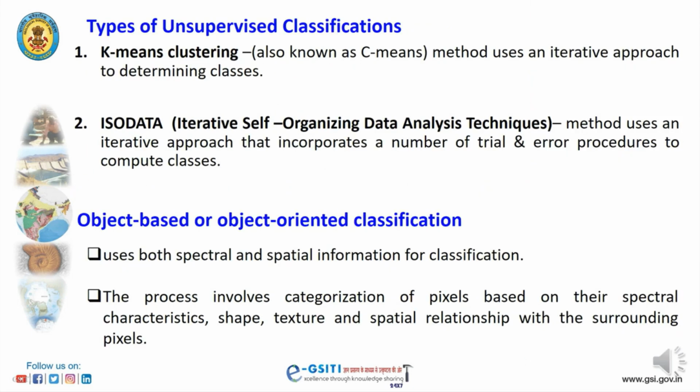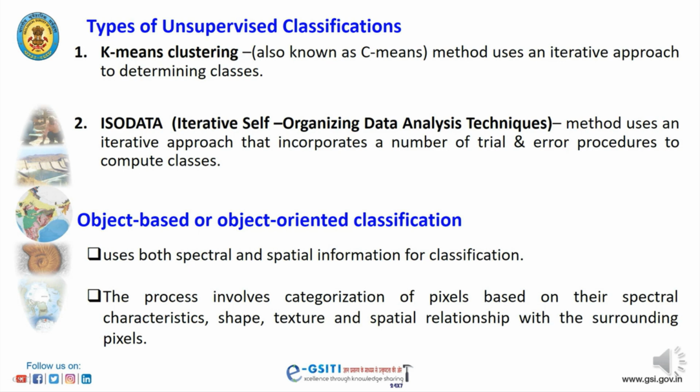There are two types of unsupervised classification. K-means clustering: this method uses an iterative approach to determine classes. Second is ISODATA, that means iterative self-organizing data analysis technique. This method uses an iterative approach that incorporates a number of trial and error procedures to compute the classes.